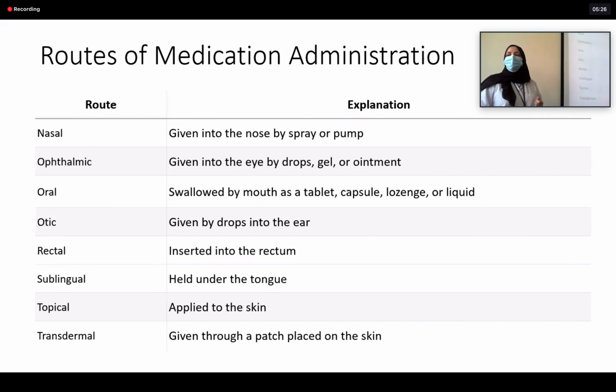The other route of administration, or another set of administration, could be nasal administration, ophthalmic, directly to the eye, the oral, which is probably the most common together with IV. The otic is directed to the ears, the rectal inserted into the rectum. Sublingual, it's one of the oral dosage forms, but it will be placed under the tongue.